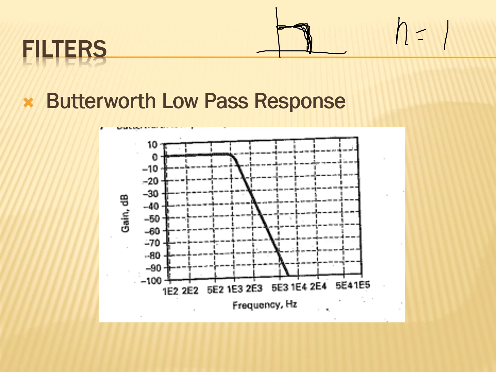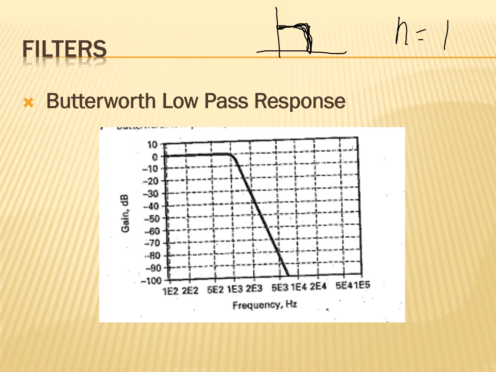Okay, however, when we say fourth order, it has a roll-off of 80 dB per decade or 24 dB per octave for fourth order. For ninth order, it is equivalent to 180 dB per decade or 54 dB per octave.